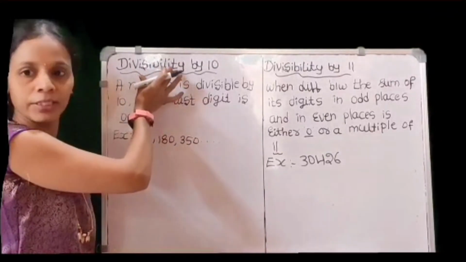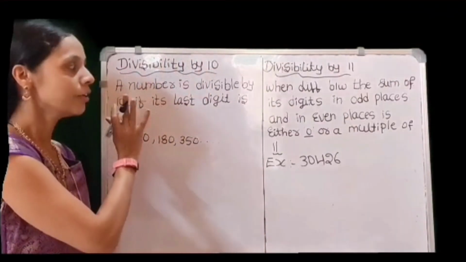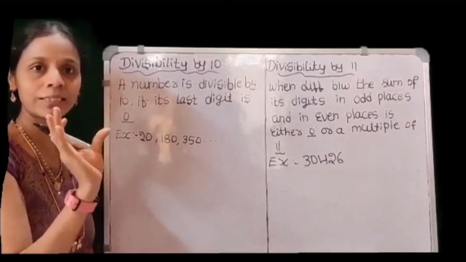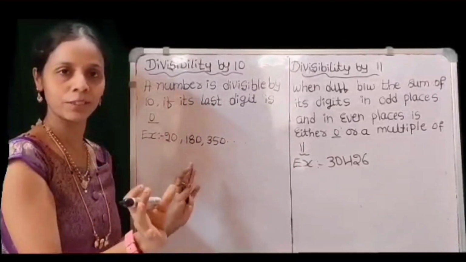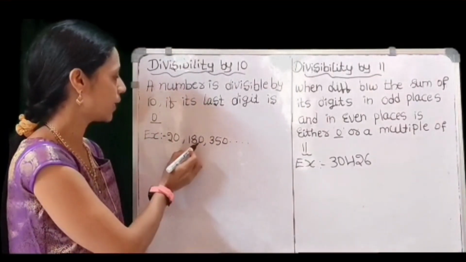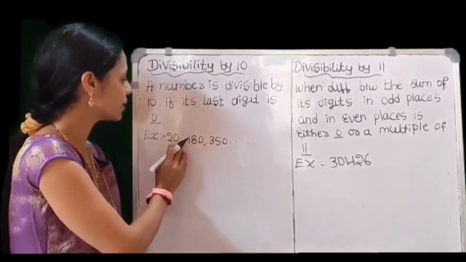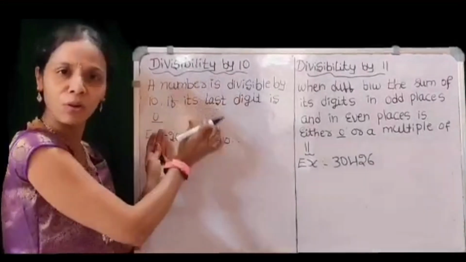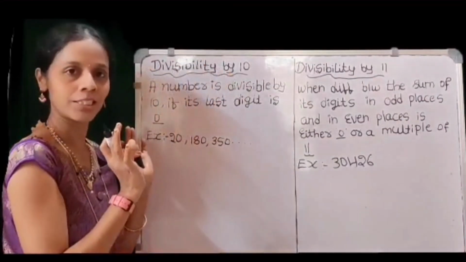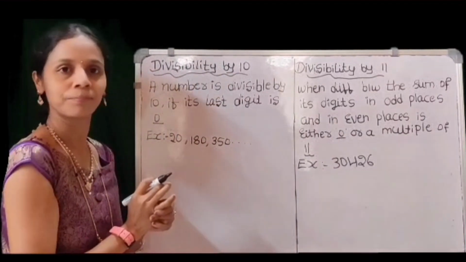Consider divisibility by 10. A number is divisible by 10 if its last digit is 0. Any number that has last digit 0 is divisible by 10. Understood? Consider an example: 20, 180, 50. Consider these three numbers, the last digit is 0. So all these numbers are divisible by 10. Understood? That is how we know which numbers are divisible by 10.